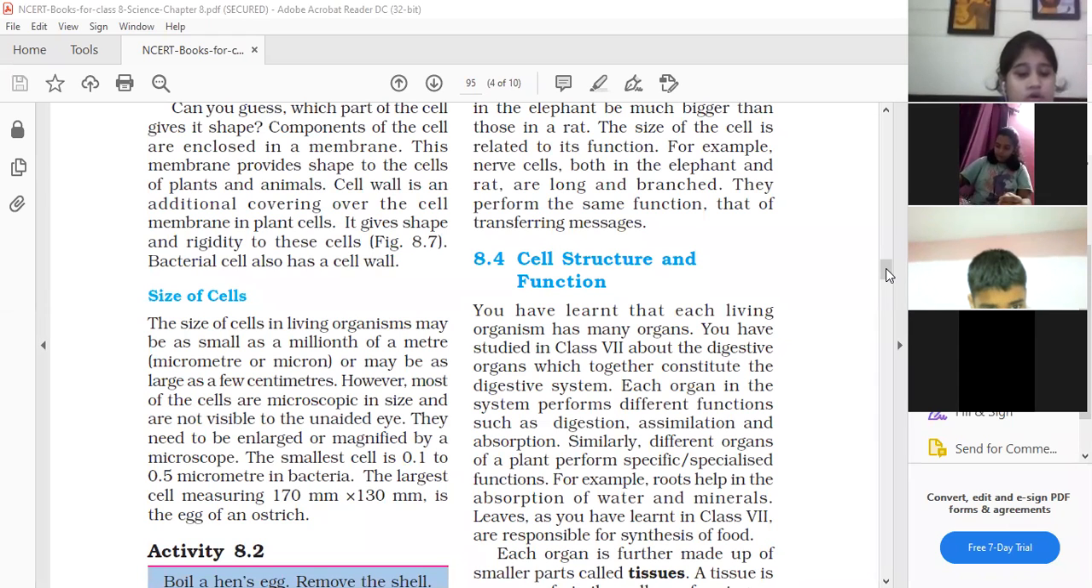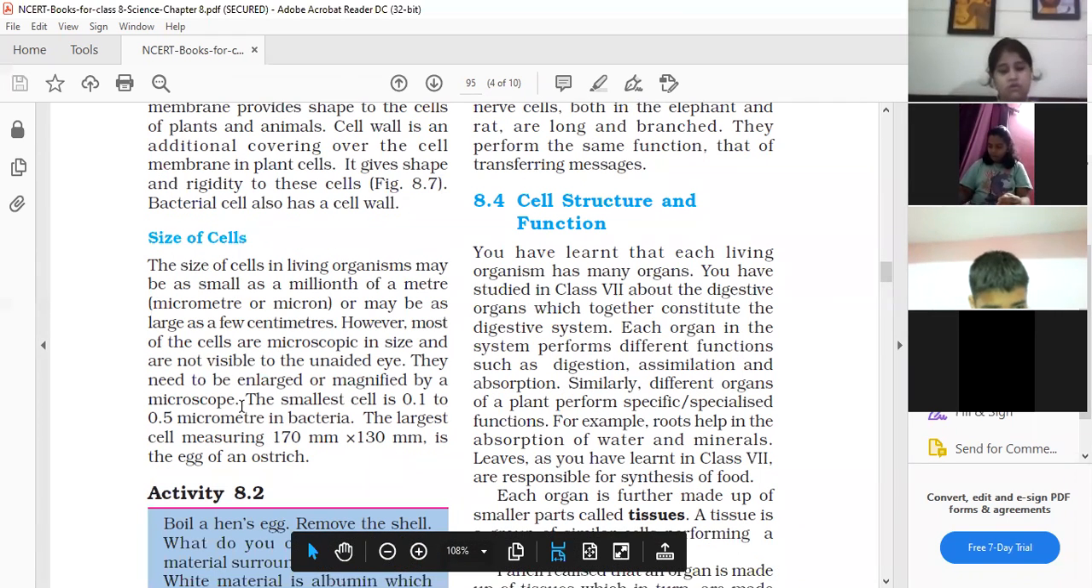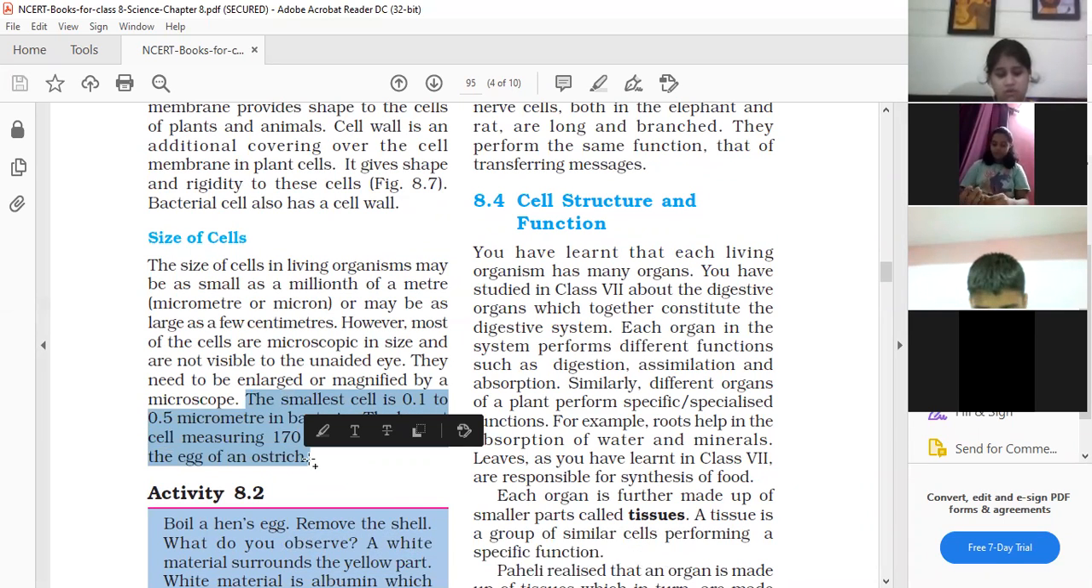After that, Harshit Deshwal, you read. They need to be enlarged. Harshit Deshwal will read. Ma'am, can I read? They need to be enlarged or magnified by a microscope.